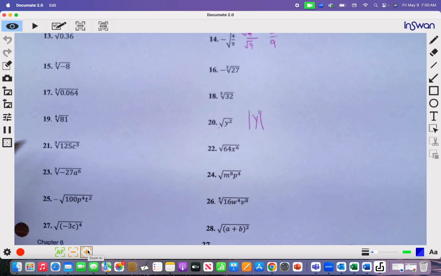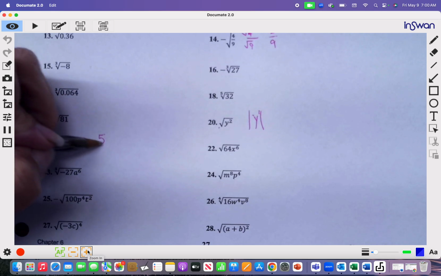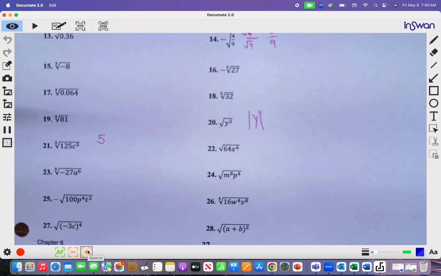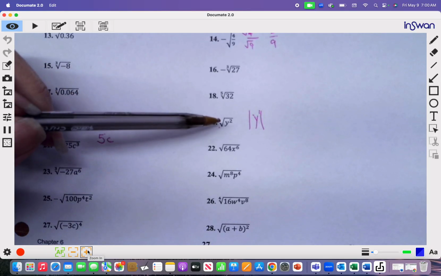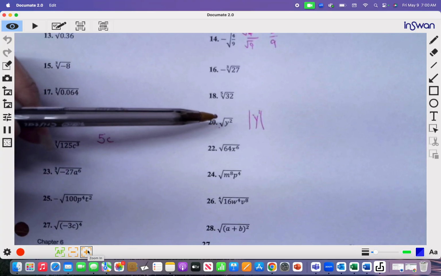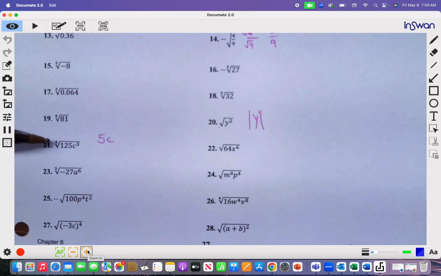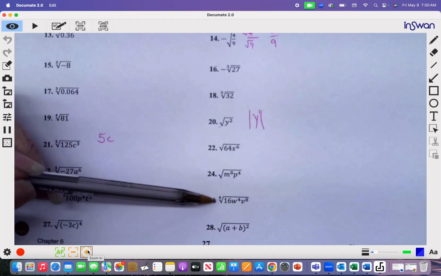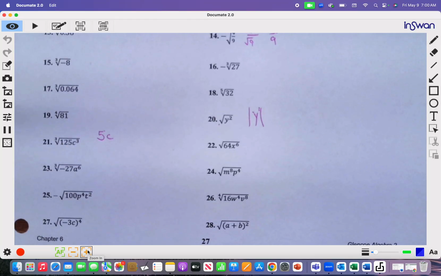Okay, so for number 21, first I take the cube root of 25, which is 5. And since this is a 3 and this is a 3, remember the easy shortcut rule is you just divide your exponents, so this is going to be c. And the even-odd rule only applies when we have an even root. So since this is the 3rd root, we don't even have to think about that. We don't need to think about it here, but we do need to think about it here because that's the 4th root.